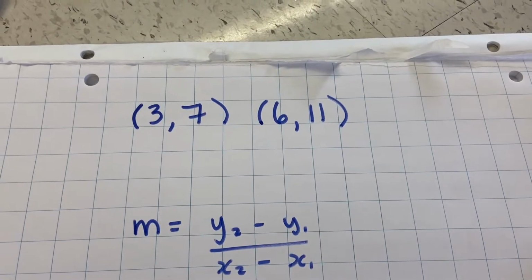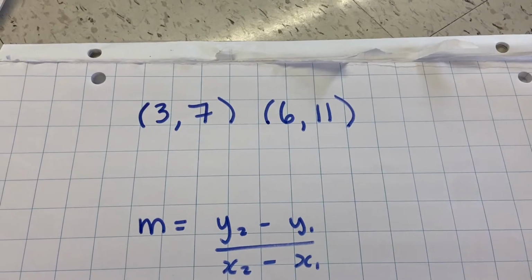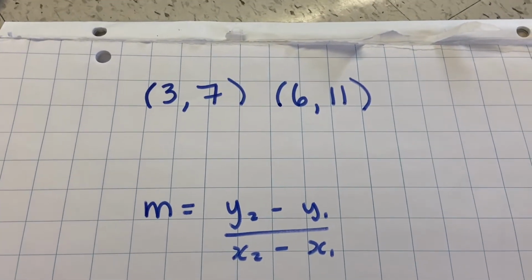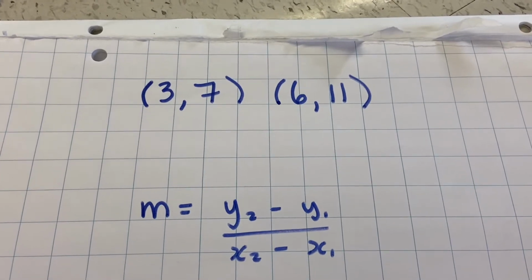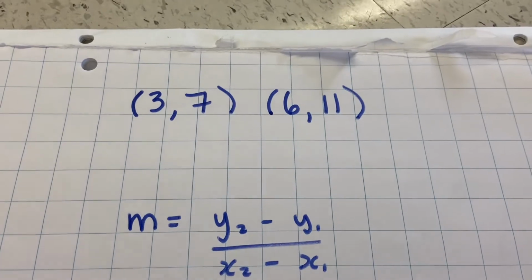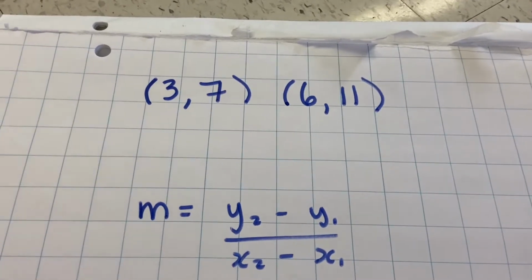Here are my 2 points. I have the point 3, 7, the point 6, 11, and I'm going to use the formula to find the slope or the rate of change. M is just the letter we use for rate of change. So we need to do y2 minus y1 over x2 minus x1.